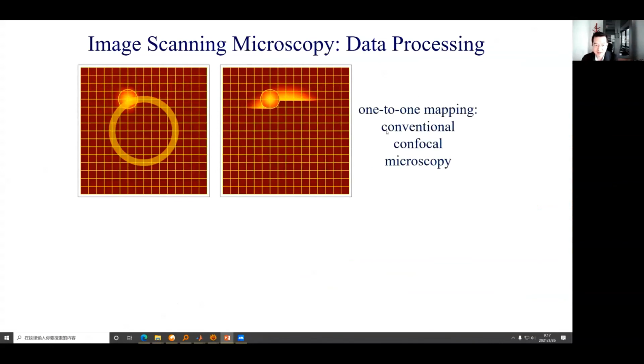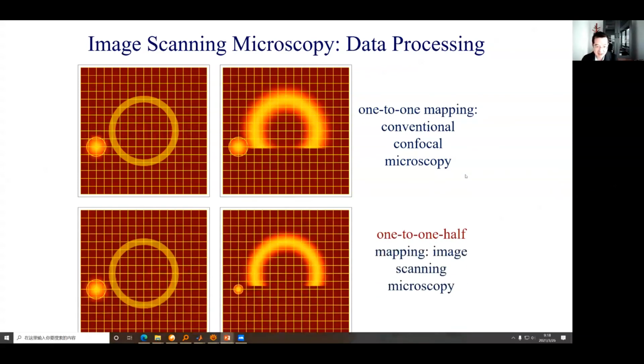So the upper row is the one-to-one mapping, which is like a conventional confocal microscopy result. Here we use a 2D detector to detect everything, and then we put back what we have on the 2D detector to its position.